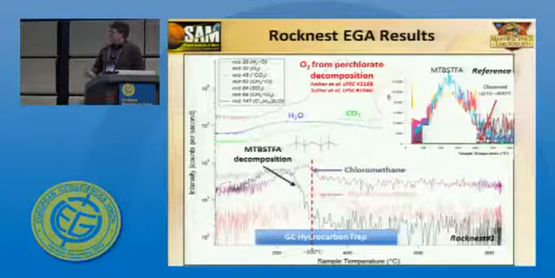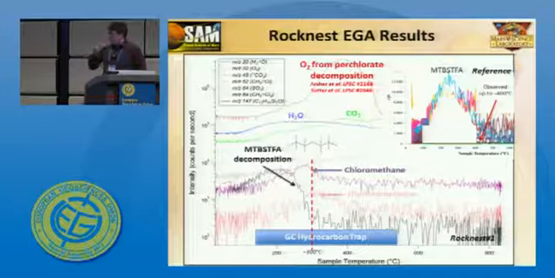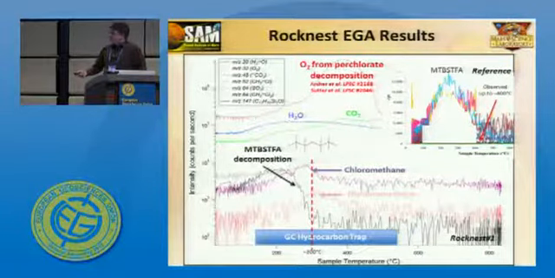So if we look at the EGA results, we can also identify the presence of chloromethane here and dichloromethane, which are the most abundant chlorine species identified in GCMS mode. And if we take care of the evolution of their signature here over temperature of the oven, we can see that the increase here is correlated with a decrease of the MTBS-TFA concentration in the sample, which drops at about 300 degrees C.